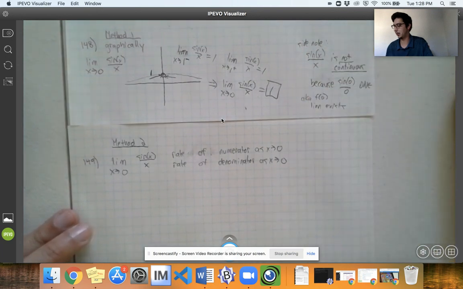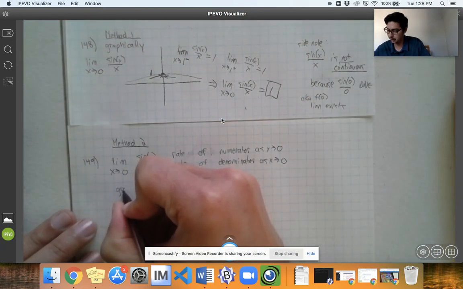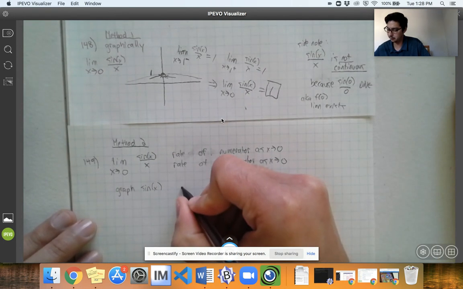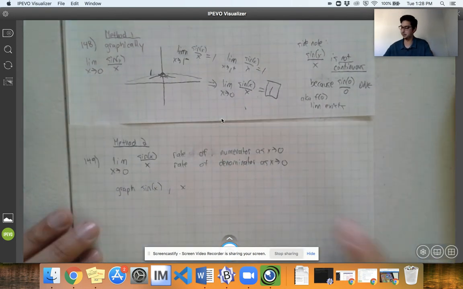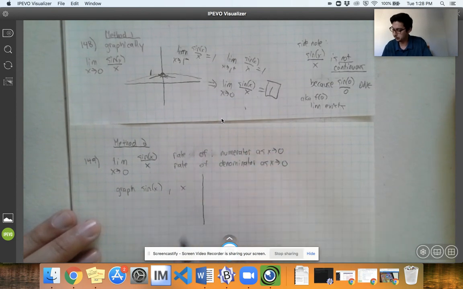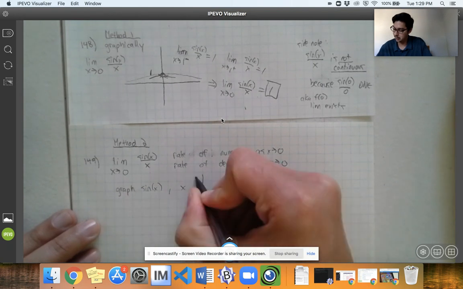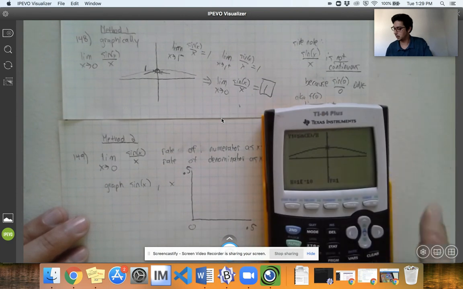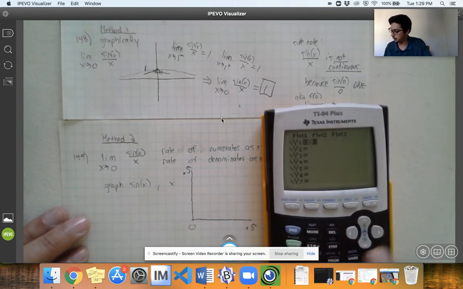So let's look at a graph of this. So we're going to graph sine of x, and then we're going to graph x. So two different functions. And I'm going to graph it on a scale of 0 to 0.5, 0 to 0.5 per the instructions of the problem. So let's see what this looks like. I'm going to graph just the numerator, sine of x, just the denominator, x. Look at it on the window from 0 to 0.5, 0 to 0.5.